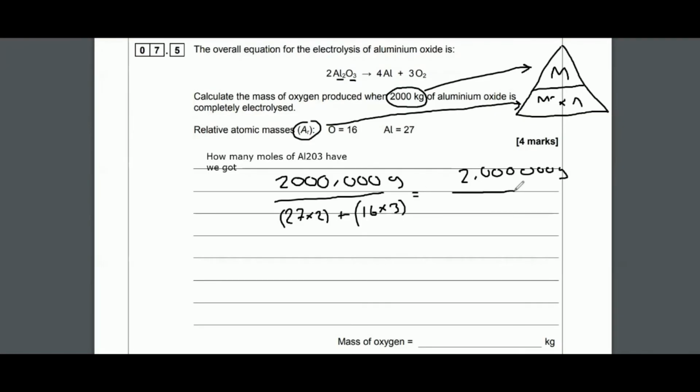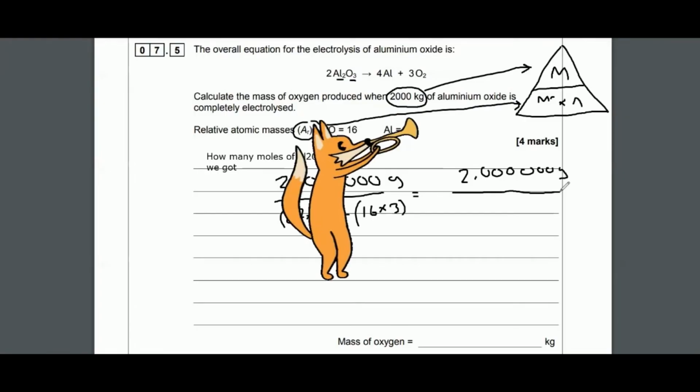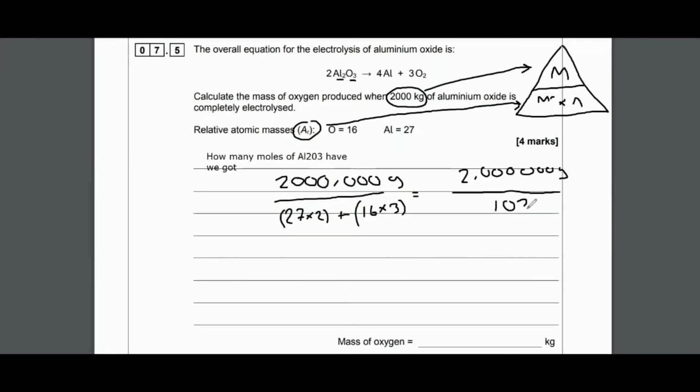So we want to do 2 million grams. Add those together. So we've got 54 plus 48. What's that? 102. So the mass of aluminium oxide is 2 million grams. The MR is 102. So we do mass over MR and we get 19,608 moles of the aluminium oxide.